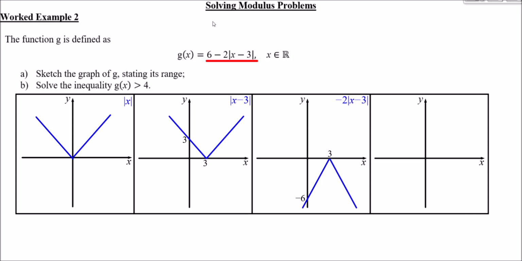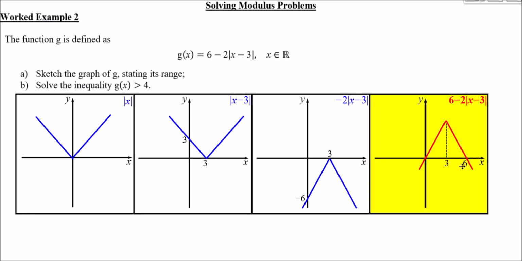Finally, this 6 has the effect of just being added on to the -2 mod x minus 3. So finally, this 6, we just add 6 units onto y. So now we go back to the origin for the y-axis intercept. So this -6 here now goes to 0. The vertex here will now go to the point 3, 6. So that's the graph we have. So this is still at 3. And that's our graph of g of x.